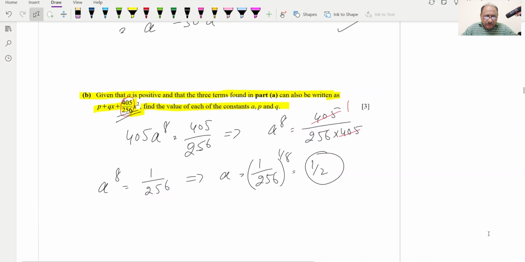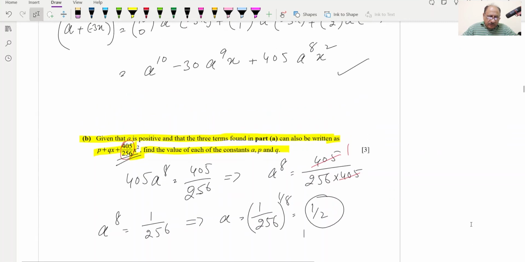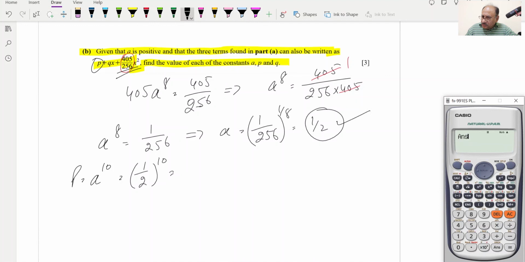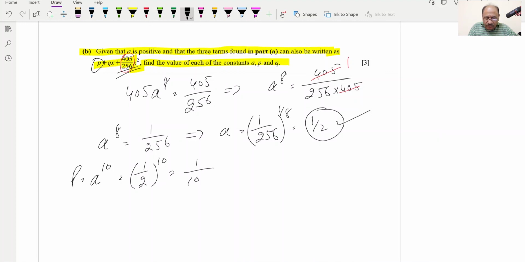Now similarly we can compare the p value. P is this one, which is a^10. In this case this is a^10, so we can equate them. So p is equal to a^10, and the a value we found is 1 by 2, so p is equal to 1 by 2 raised to the power 10, which is equal to 1 over 1024, and this will be the value of p.